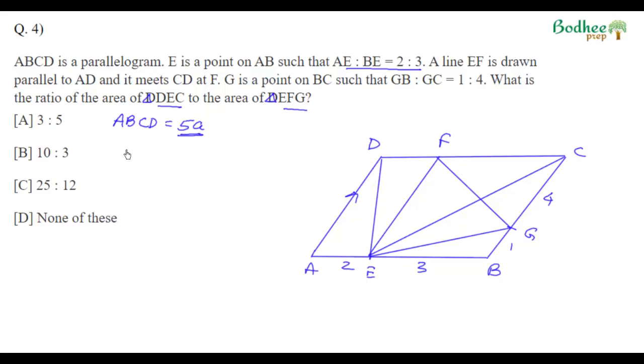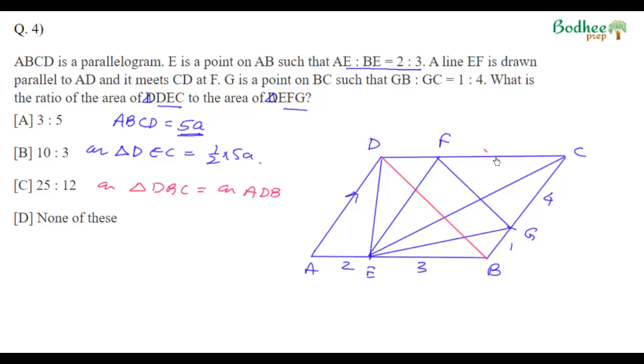Now if I want to consider the area of triangle DEC and find it in terms of A, then clearly it will be half of 5A, right? Why so? You can see that if I join DB, then definitely this is the diagonal and it will divide the parallelogram into two equal areas, right? That is, the area of triangle DBC will be equal to the area of triangle ADB, right? Because this is a diagonal.